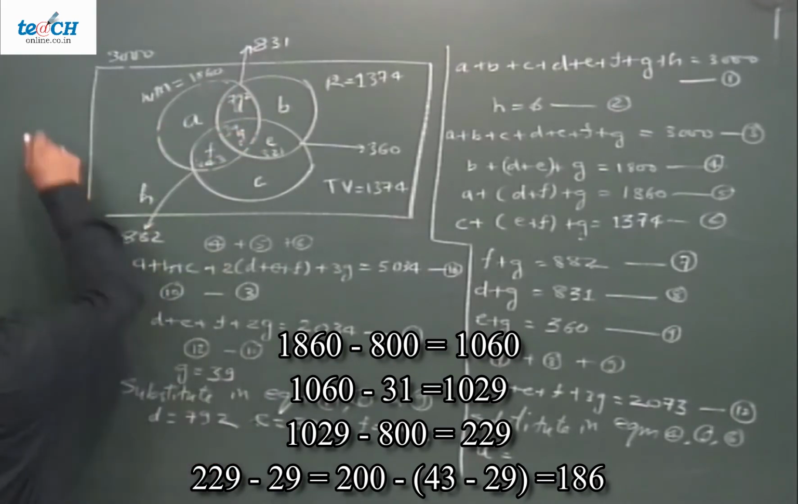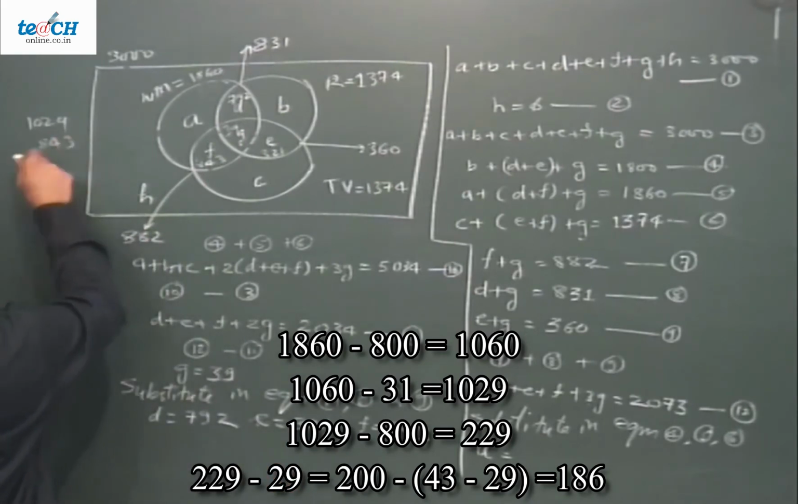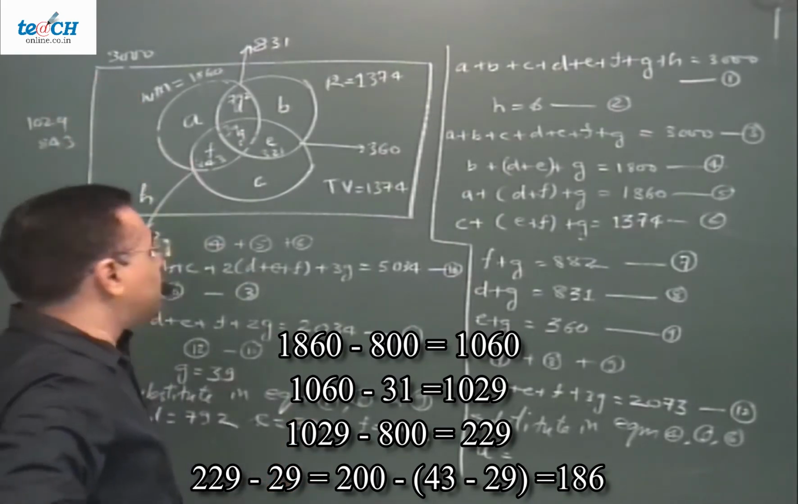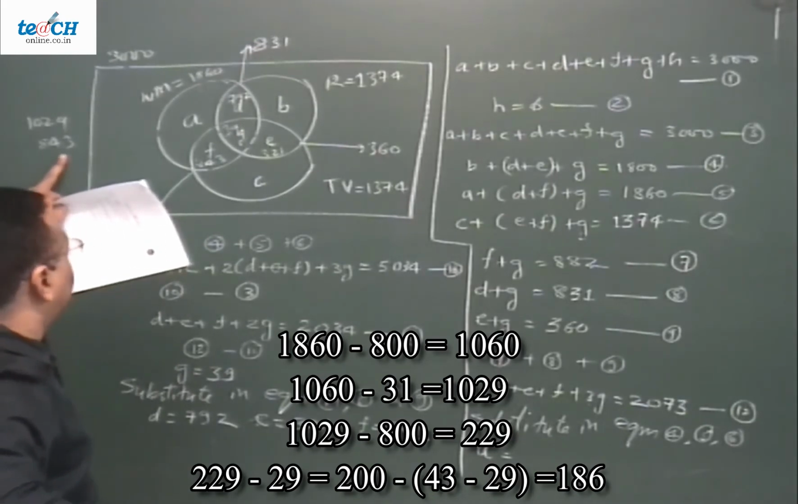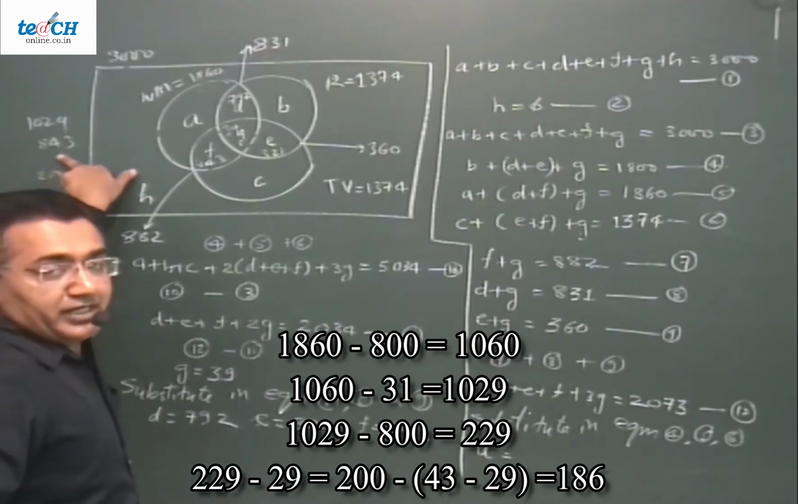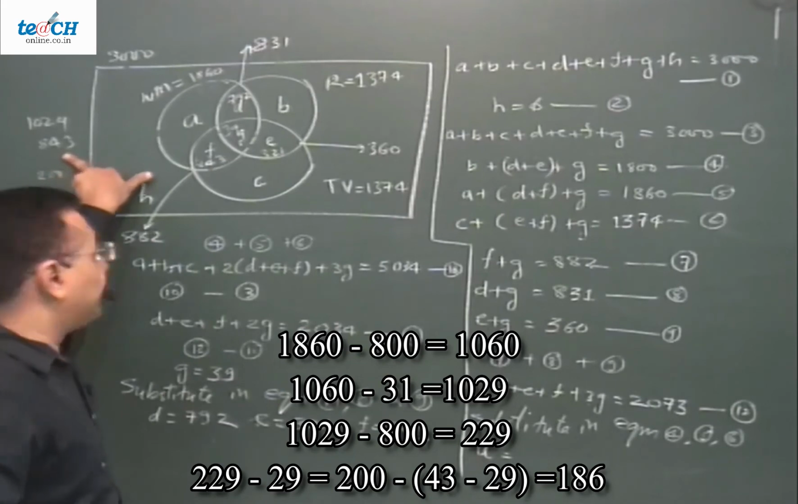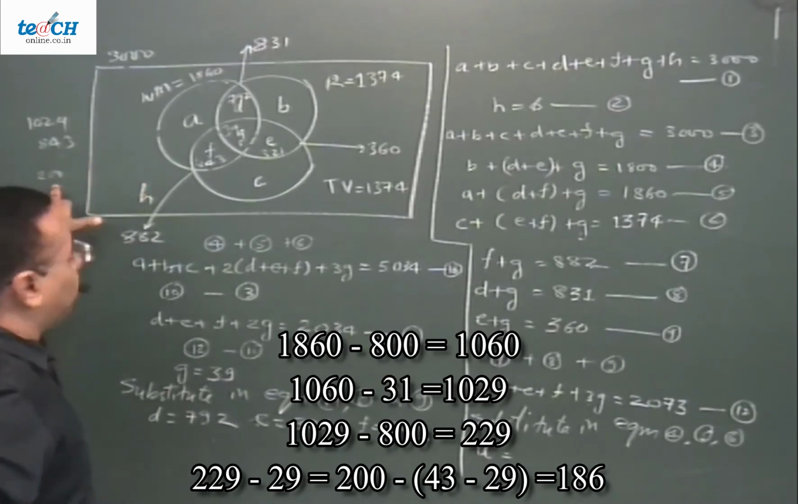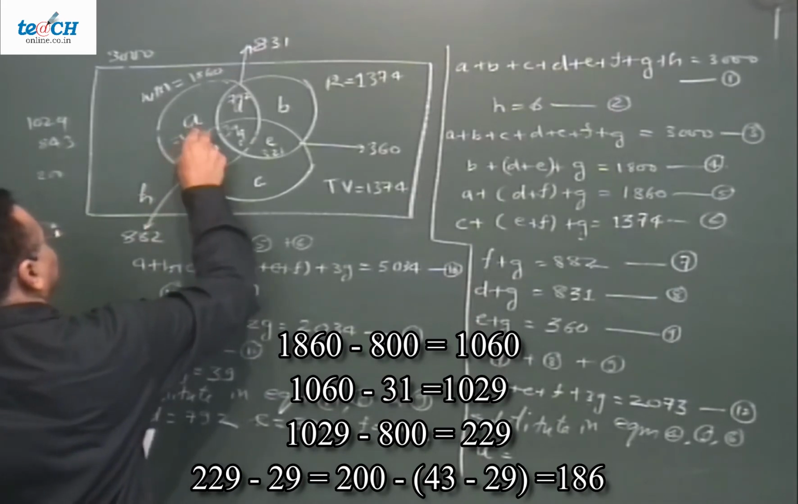1029 is the number. From this 1029, I have to subtract 843. So let me subtract 800 first. What I'm left with is 229. Let me subtract 29 first. So I'm left with 200. From 200 now, I have to subtract the difference of 43 and 29. Now 43 minus 30 would have been 13, and so 43 minus 29 would be 14. I have to subtract 14 from here. I'm left with 186. And hence A is 186.